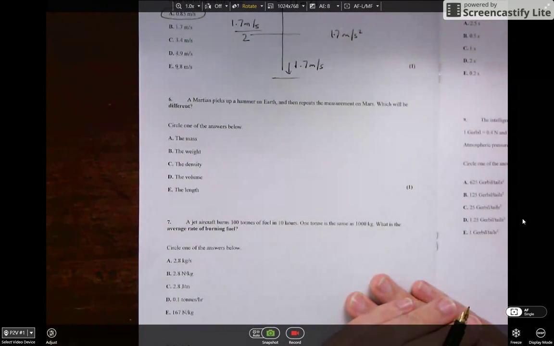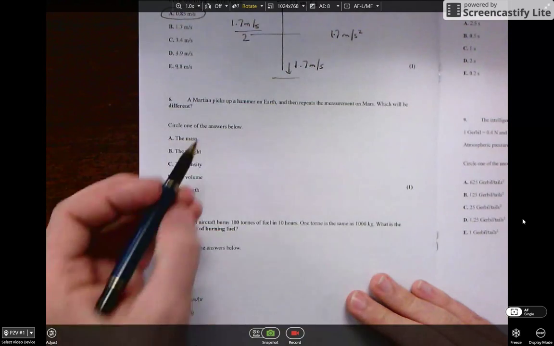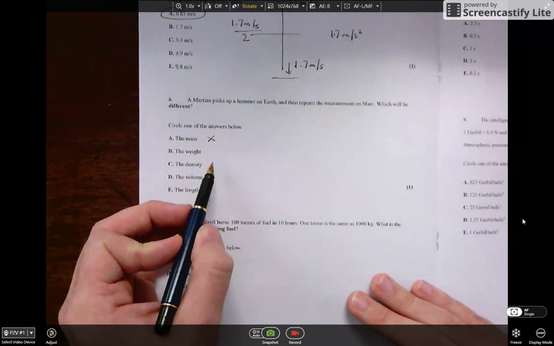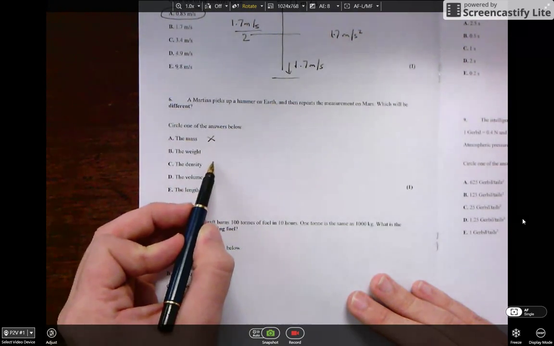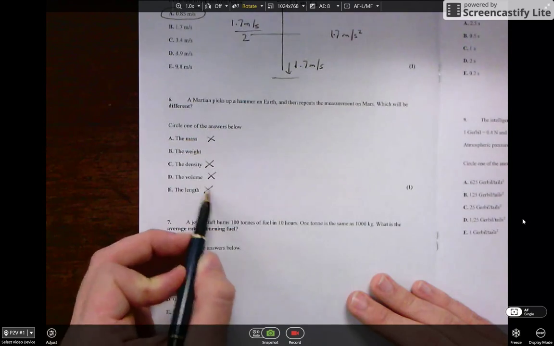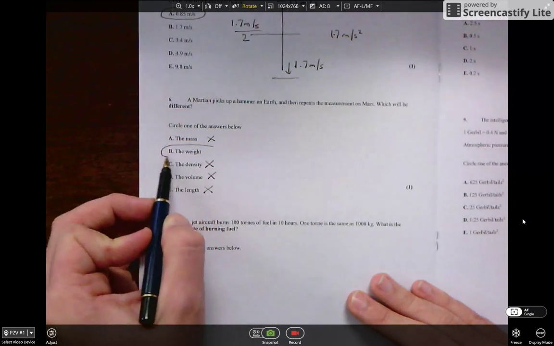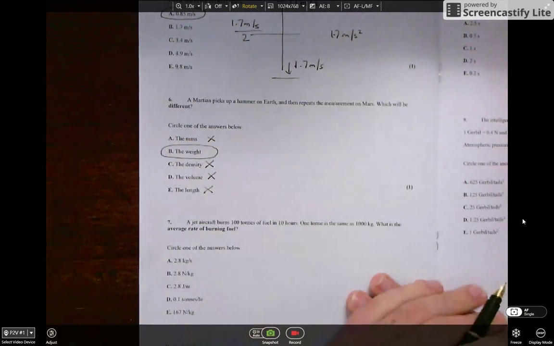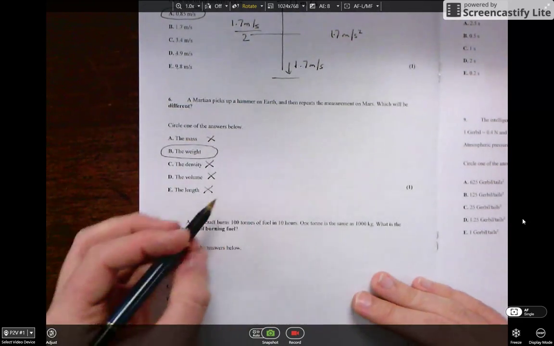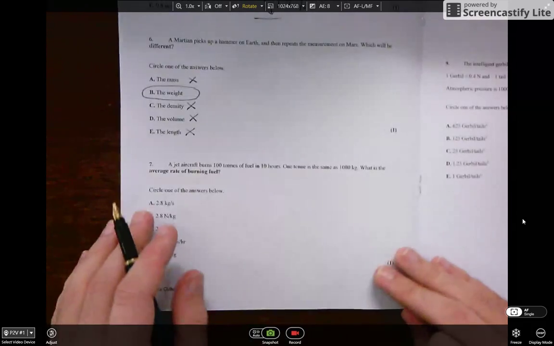For question 6, a Martian picks up a hammer on the Earth and then goes to the moon. Which one's going to be different? Well, the mass doesn't change wherever you are, so it can't be that. The density of the object, well, that's mass divided by volume, neither of which are going to change, so it's not that. The volume isn't going to change, and the length of it isn't going to change either. So the only one that is left is the weight, because, of course, gravity is less on Mars, and therefore the weight force, which is the force on it due to gravity, will be less.